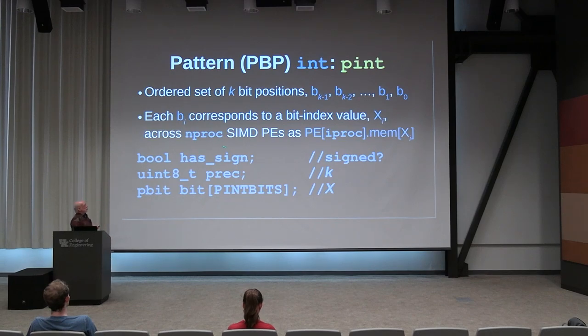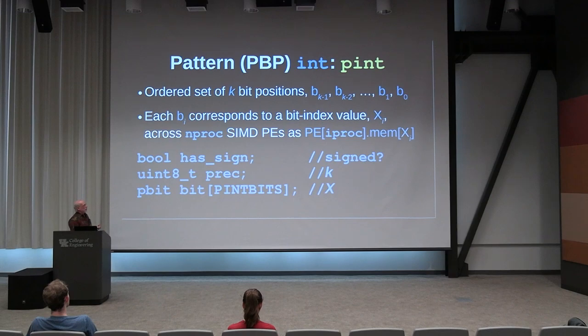So if we have nproc PEs, for example, on the old Thinking Machines box, nproc would be 65,536 processing elements. Then you can think of there basically being a data structure that looks like this: in each PE's memory, I have a particular bit offset, which is constant across the whole machine, and then I'm indexing each of the processing elements by their processing element number. So this is just looking at one bit position across all the processing elements in their local memories.